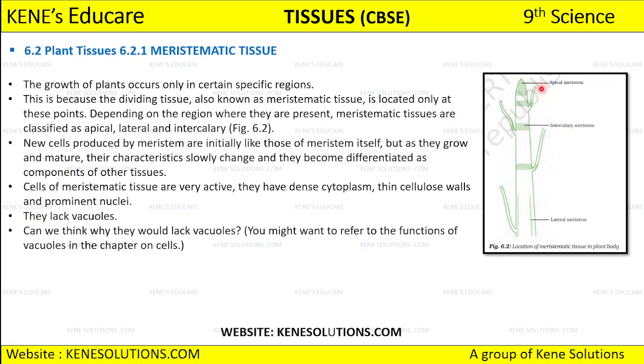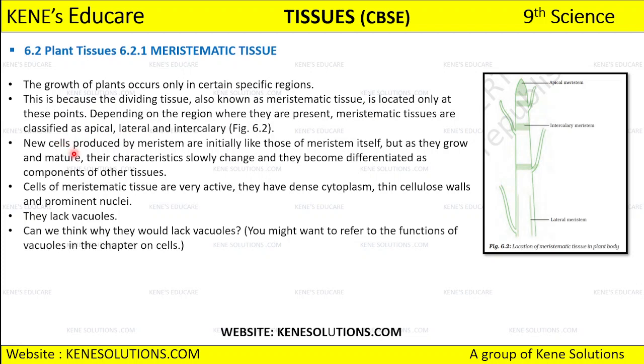Can you see? Apical meristematic tissue is present on the top, intercalary meristematic tissue is present in the center, you can say, and lateral meristematic tissue is present on the lateral side, okay? So see, depending on what? Depending on the region where they are present, we have three different types of meristematic tissue: apical, intercalary, and lastly lateral meristematic tissue, okay?